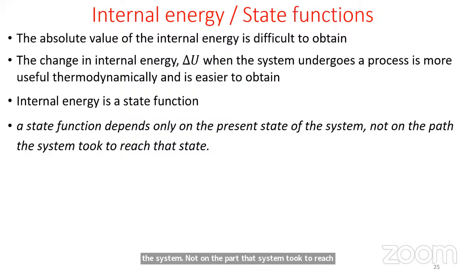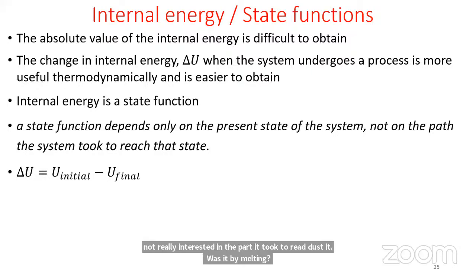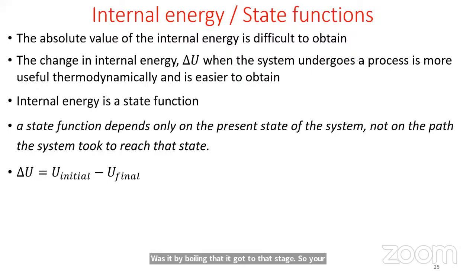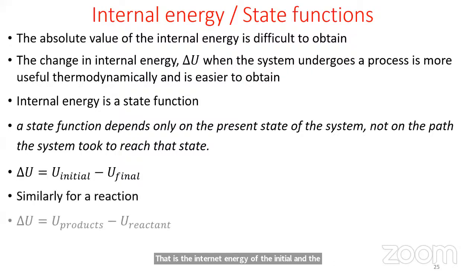What do we mean by that? If the state of that system is now a liquid state, we are going to determine that state in that present situation. We are not really interested in the path it took to reach that state. Was it by melting? Was it by boiling that it got to that state? So to get your change in internal energy, it is usually the final minus the initial. That is the internal energy of the final minus the internal energy of the initial.